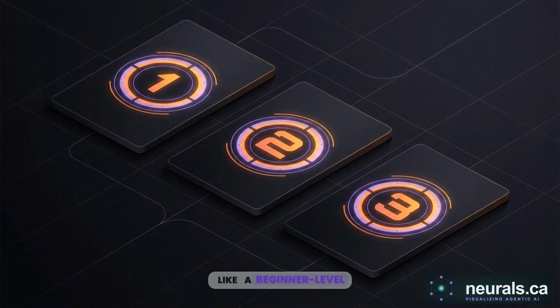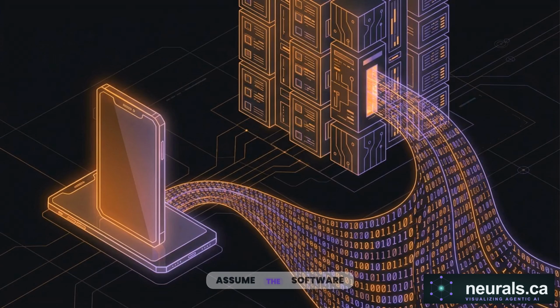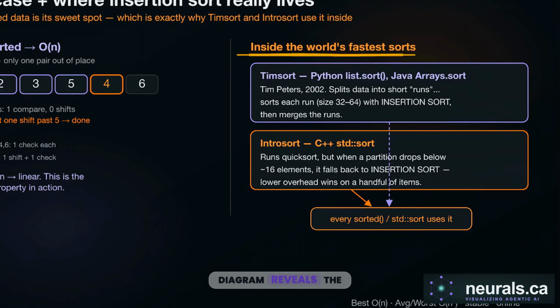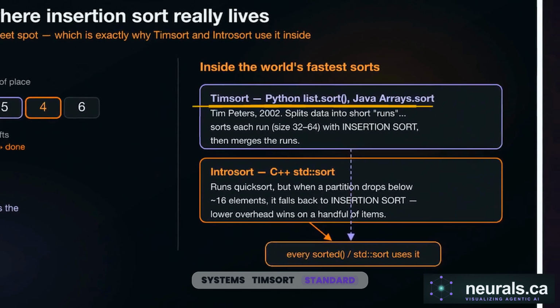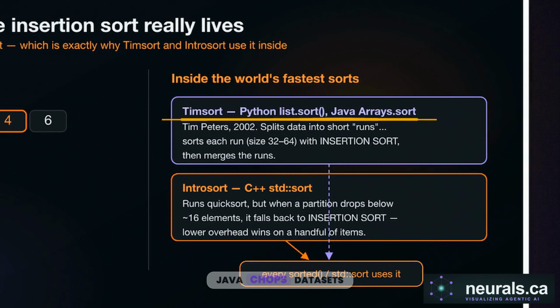Because this sounds like a beginner-level concept, you might assume the software running your phone or your bank has moved past something so physical and rudimentary. This diagram reveals the secret inside the world's fastest sorting systems. Timsort, standard in Python and Java, chops datasets into tiny runs because insertion sort is mathematically unbeatable here.